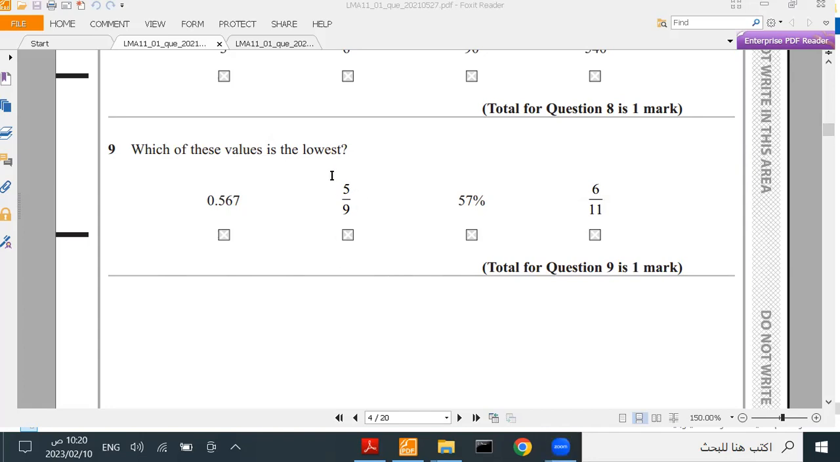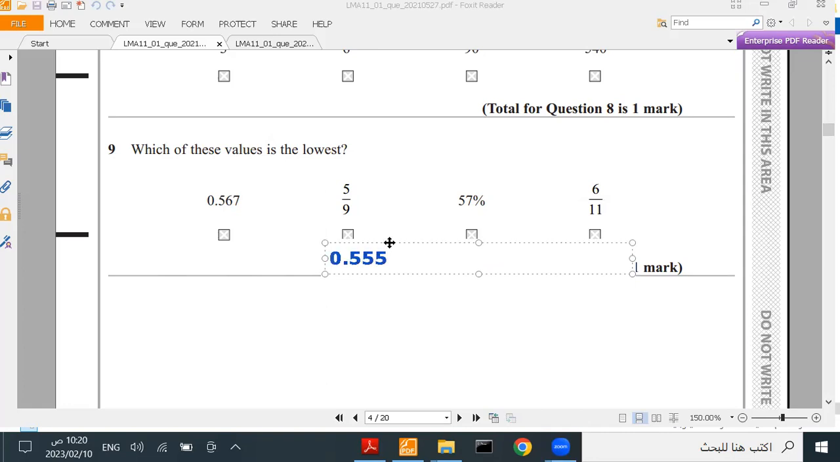So this one, how do I make it a decimal? Divide. It's 0.5. Good. So I divide it. 5 divide 9 is 0.555. Okay, 555. But because here I have 3 numbers after the decimal place, do you see them? So we'll write 0.555. Okay.